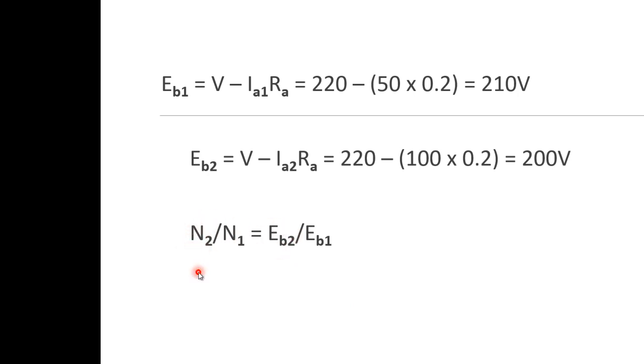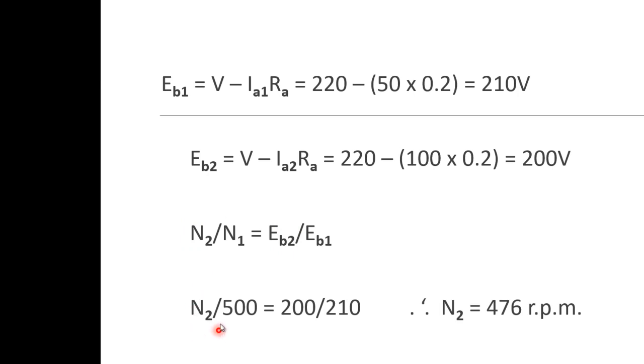So here N2 by 500, since we know N1 is 500, is equal to EB2 which is 200 and EB1 which is 210. Substituting the values, because we know N1, EB2 and EB1, we can get N2 directly. So the value of N2 is equal to 476 rpm. So we got the speed.